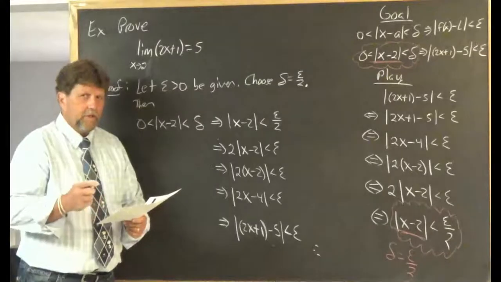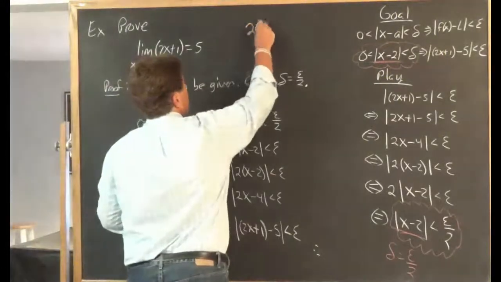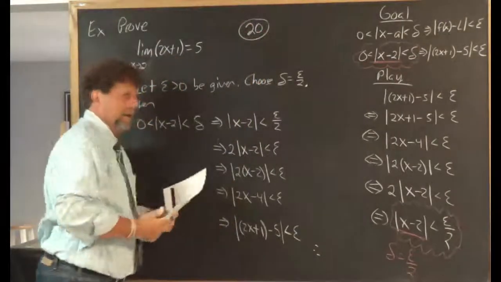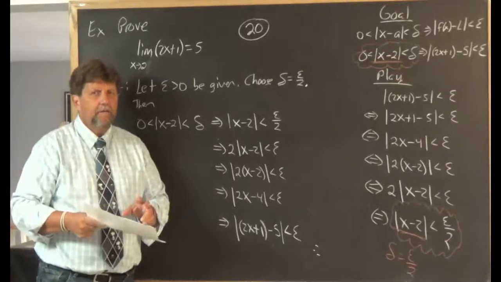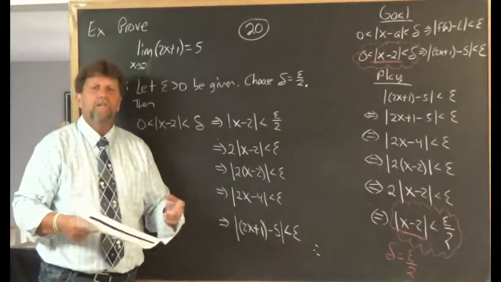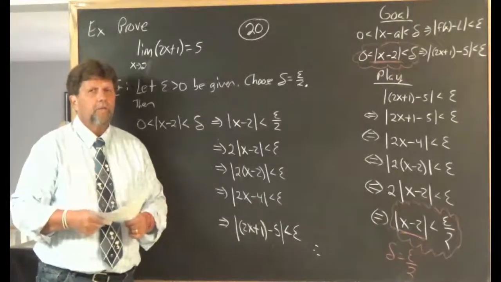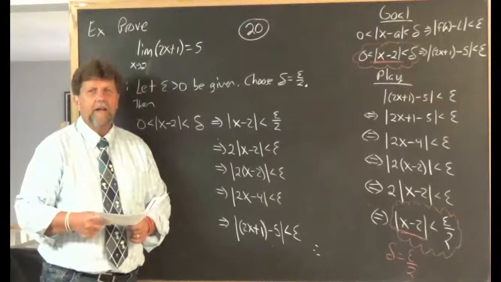So go into the section 2.7 exercises. I would like you to try number 20. It's doing a proof. So pause the video, do number 20, and then restart the video, and I'll be here at the board working through it to make sure you got this epsilon delta proof written down nicely.